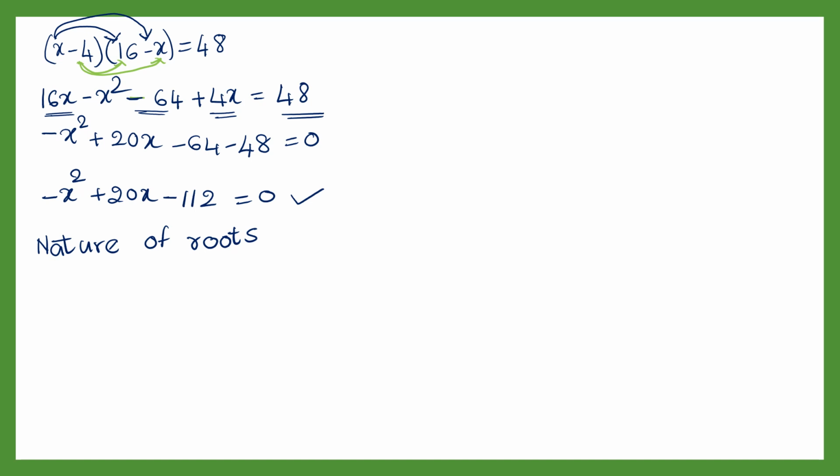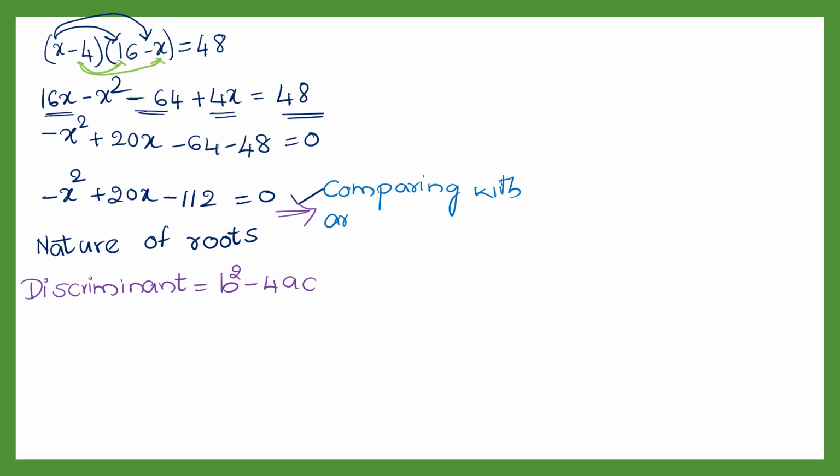How do you find the nature of roots? By finding its discriminant. Let's find the discriminant first. The discriminant is what? D is b square minus 4ac. So first let's compare this equation, minus x square plus 20x minus 112, with the general form ax square plus bx plus c is equal to 0. We get a is equal to -1, b is equal to 20, c is equal to -112.